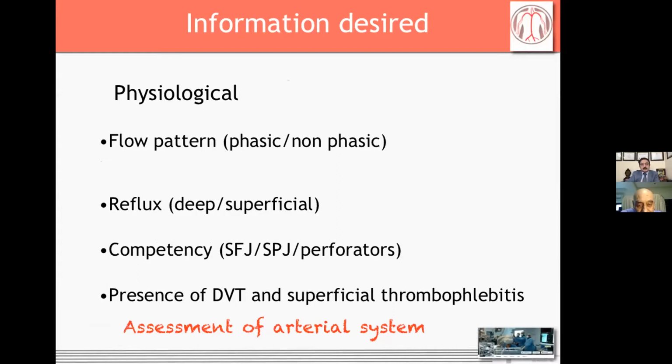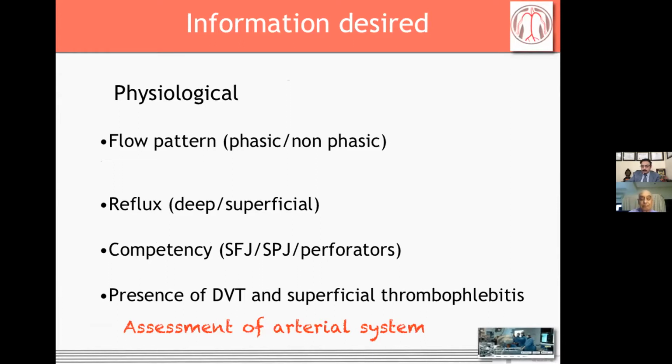And then you look for your perforators and ask the patient to stand, lying position. So I'm talking really practically, what are the steps you have to do during the examination. Then presence of DVT and superficial thrombophlebitis. Always try to assess the arterial system.